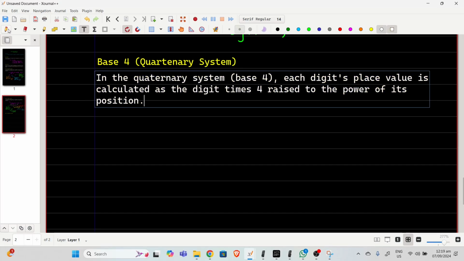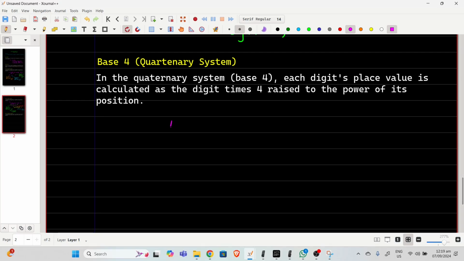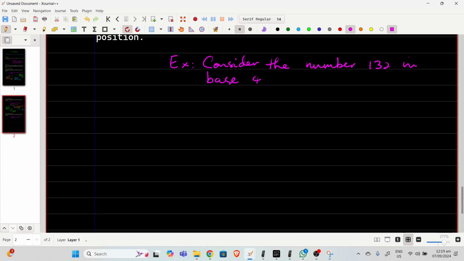And then put the next pencil. Example. Consider the number 132 in base 4. Right? Again, I'm just going to do only one position. I'm just going to choose one number out of it to do. So I'm going to say, okay, 1, 3, 2. I'm just going to identify what the value of 3 is, okay? Because I think you get the idea by now.